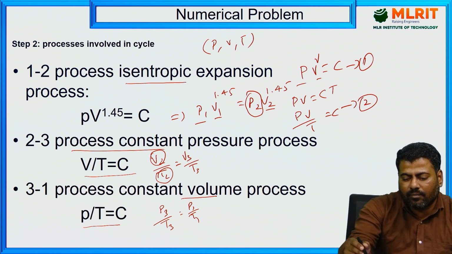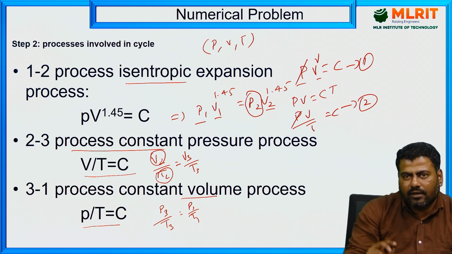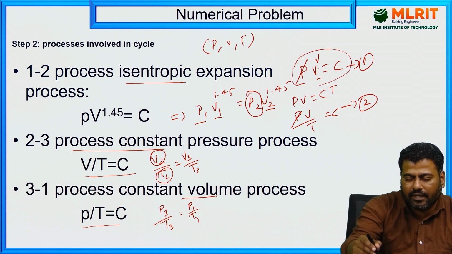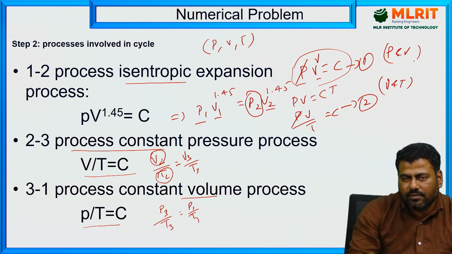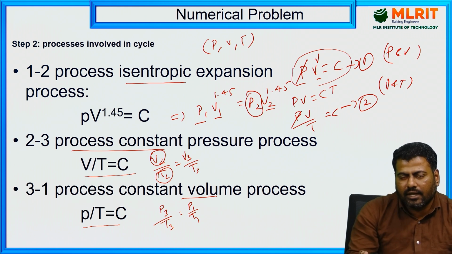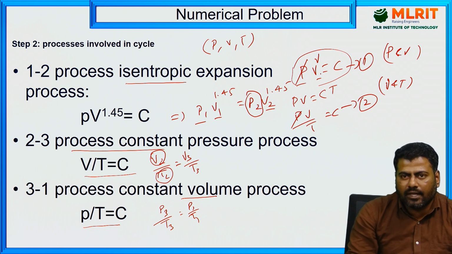If I divide equation 1 by equation 2, what will happen? P gets cancelled, and I have the volume and temperature relation. Already, from the isentropic equation, I have the P and V relation. With this, I can get the V and T relation. And what is the third possible case? The P and T relation. How do we get it? Substitute for V in terms of T, and I get the P and T relation. With that, I can get the relations between the various thermodynamic properties.